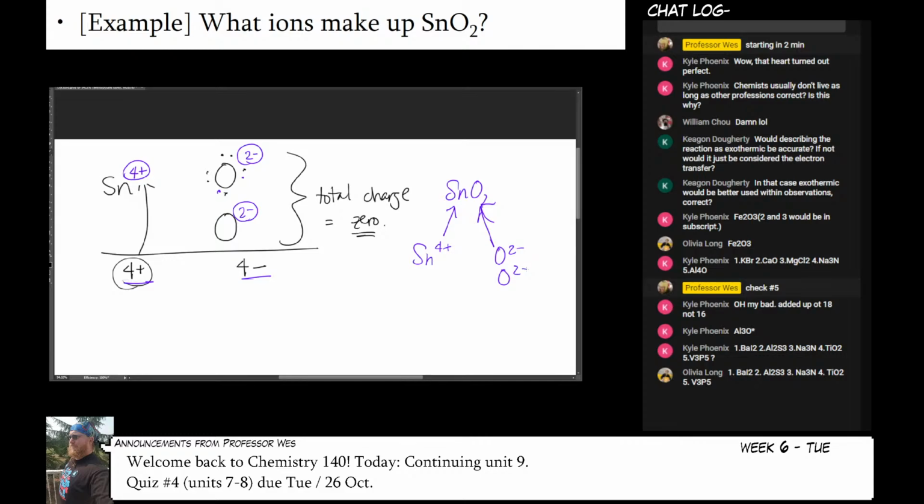And there you go. That's how we break apart ionic compounds: we figure out what the charge of one thing is, and apply it to the other thing, because the total has to be 0.